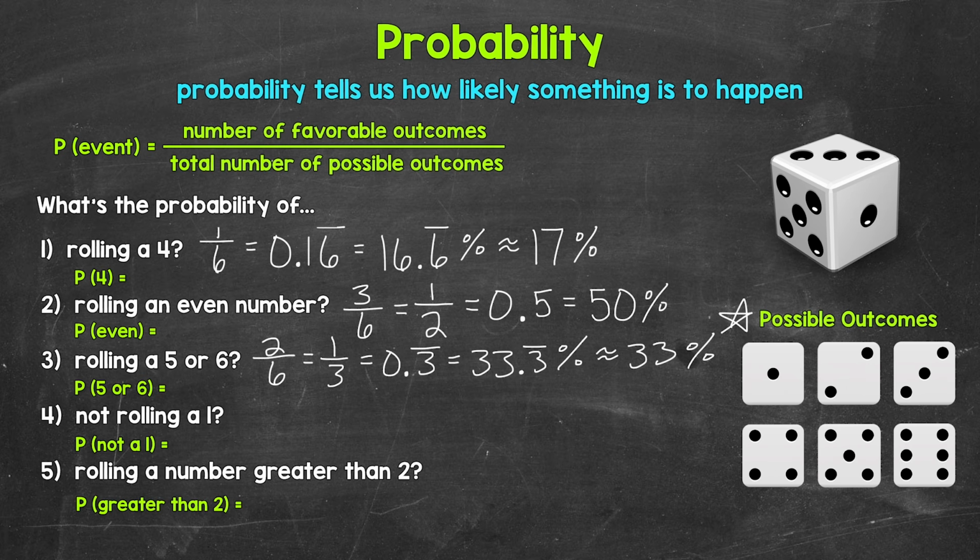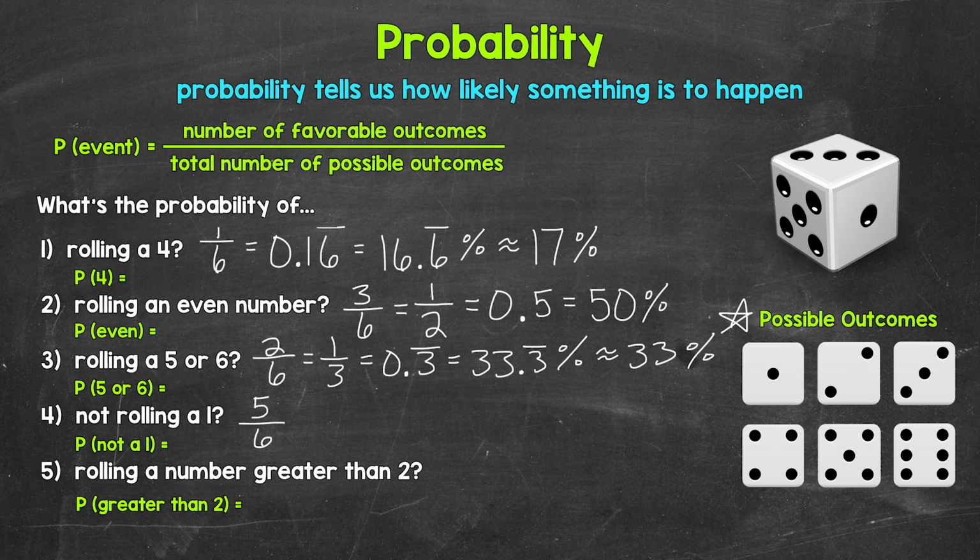Next, moving on to number 4, what's the probability of not rolling a 1? So our favorable outcomes here, we want anything but 1. So all of the numbers except 1. So 2, 3, 4, 5, and 6. That gives us 5 favorable outcomes, and that's over 6, which is the total number of possible outcomes. So 5 over 6 here, 5/6. We have a 5 out of 6 chance of not rolling a 1. So again, we're looking for anything but 1 here: 2, 3, 4, 5, or 6.